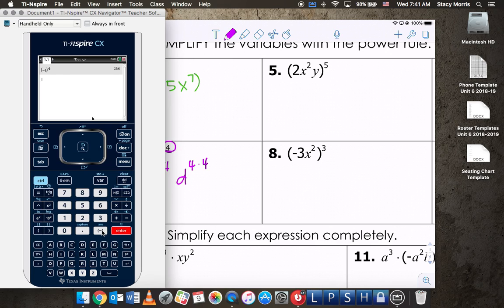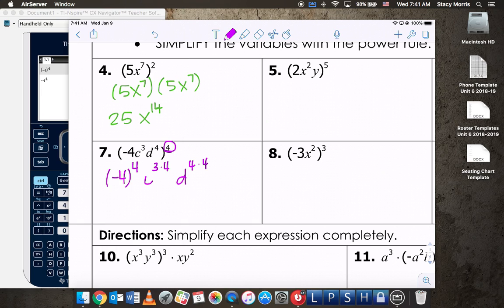I do want to show you, if I just do -4 to the 4th power without parentheses, it's going to tell me a negative. That's because it just does 4 to the 4th power and then times -1. So please make sure you put it in parentheses every time. So that is positive 256. And then c cubed times 4, 3 times 4 would be 12. So c to the 12. And then d, 4 times 4 is 16.